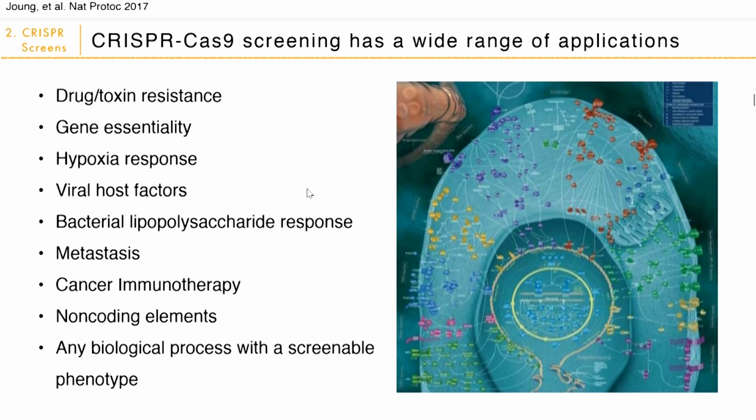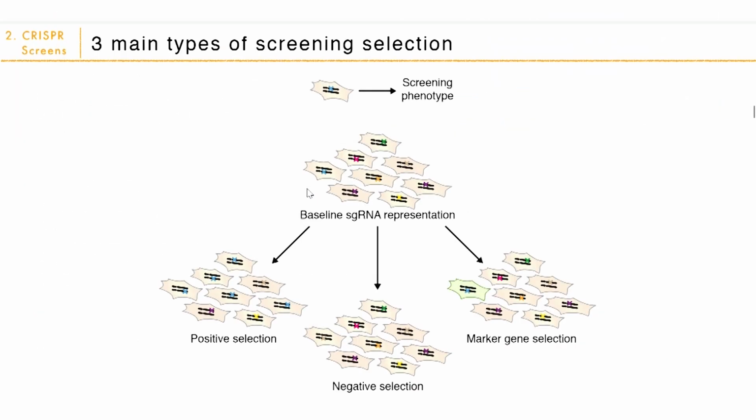Now, going beyond the coding genes, you can also engineer CRISPR libraries to target non-coding elements, and that has been of a recent interest because now you can study what these non-coding elements do at large scale. And basically, you can do a CRISPR-Cas9 screen for any biological process with a screenable phenotype. So what do I mean by a screenable phenotype? There are three main types of screening selection that is possible.